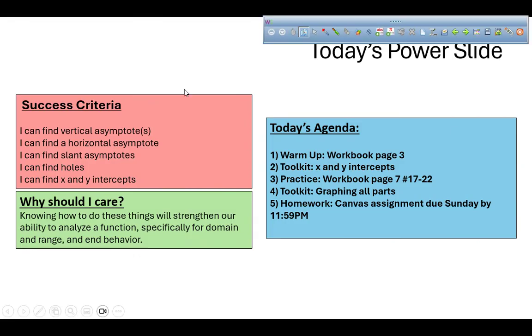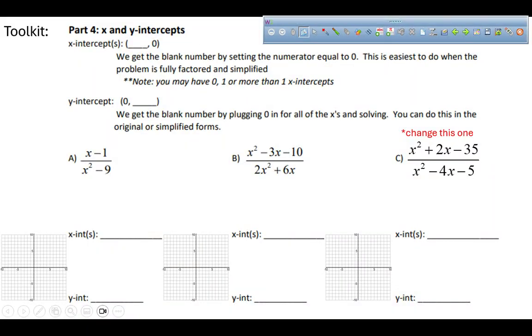All right? So in your toolkit, part 4 says x and y intercepts. Are they numbered? No. Let me just say that. Here, part 4. It says part 4 at the top.